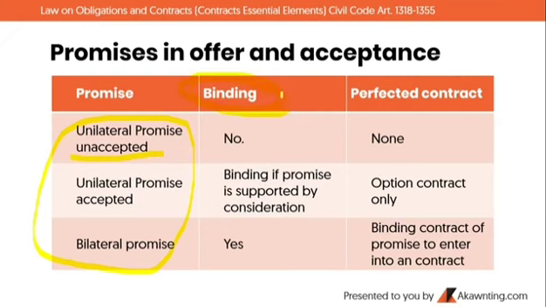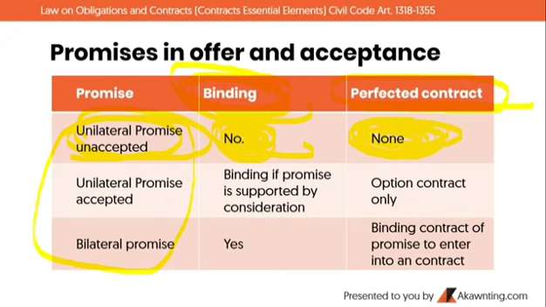So, under unilateral promise unaccepted, dito sa second column, ano ba to? Binding ba siya? Yun yung intention natin dyan. So, binding daw ba ang ganitong klaseng promise? The answer is no. In no case na magiging binding ito. 0% na magiging binding ito. And magkakaroon ba ng perfected contract? Dahil hindi siya binding, absolutely walang contract na mabubuo.